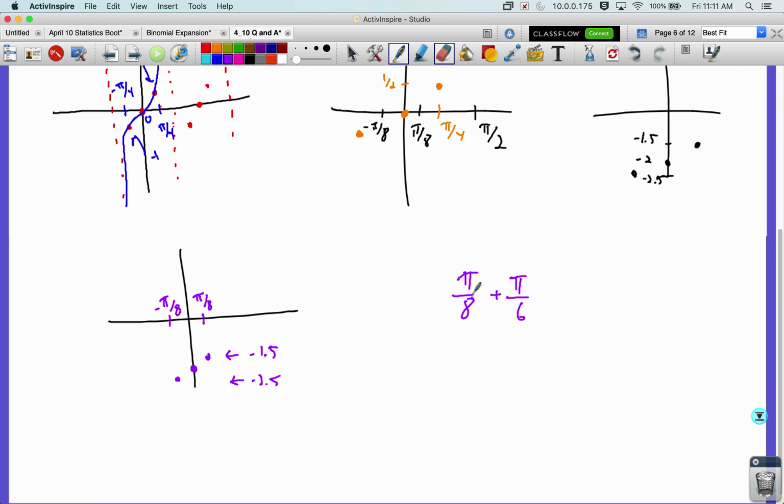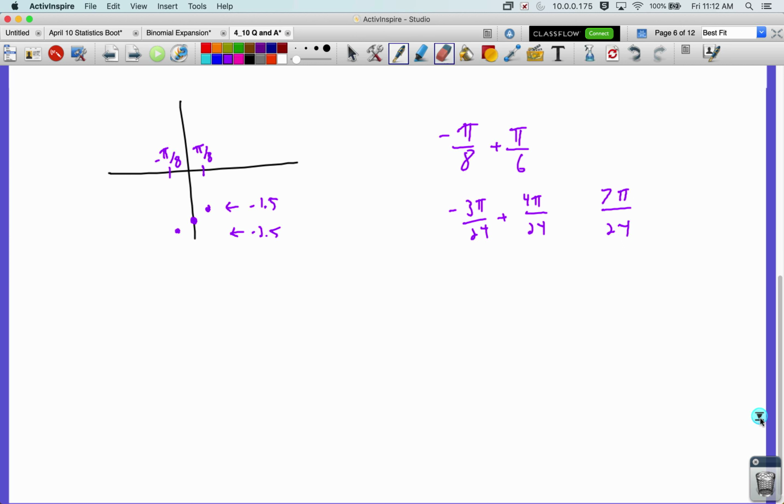The nearest common denominator would be 24. We can make this 3 pi over 24 plus 4 pi over 24 equals 7 pi over 24. And then if I made this one negative, I would just end up at pi over 24. And pi over 6 would be my other key point.